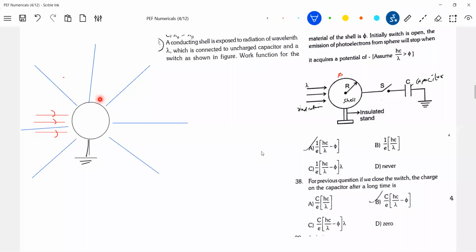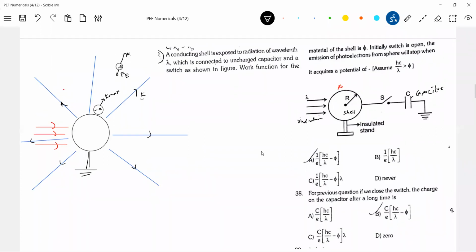When they escape to infinity, a net charge will be built up here. So this is the E field. This is the way you are supposed to think. Now this electron, when it comes here, will experience an electrostatic force like this. Initially it escaped toward infinity, but after some time it will retrace its path.